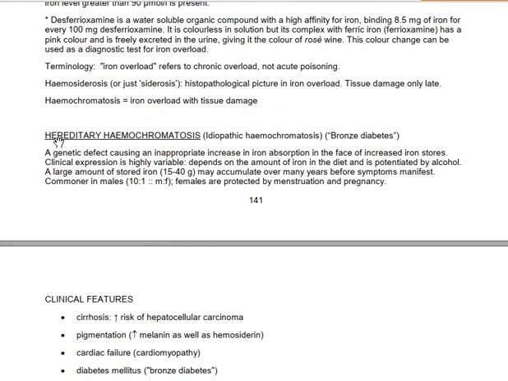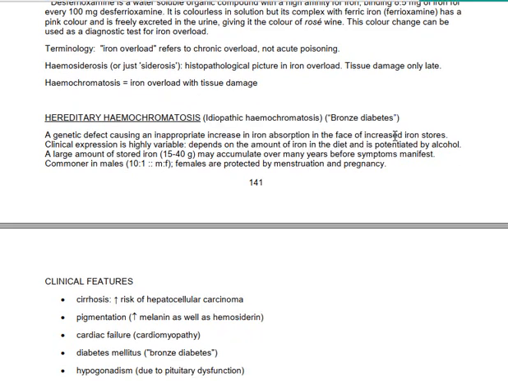So the next is hereditary hemochromatosis. Hereditary hemochromatosis is another disorder. It is an idiopathic hemochromatosis, and here it is also called bronze diabetes. So it's a genetic defect which is causing an inappropriate increase in iron absorption. Is it clear? So in this case, you have an inappropriate increase in iron absorption in the face of increased iron stores, and you have an inappropriate increase in iron in the blood.